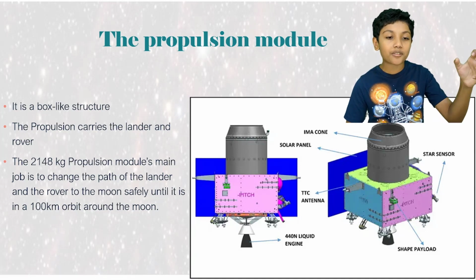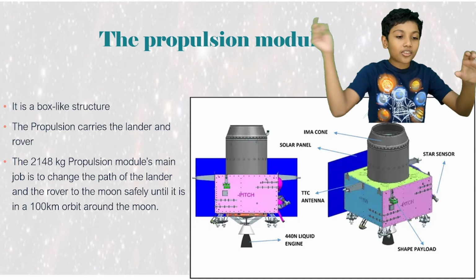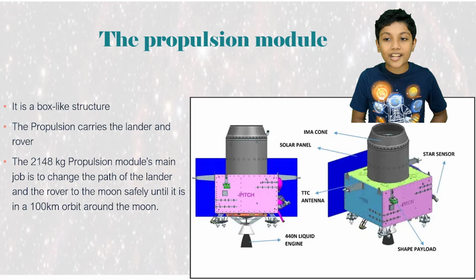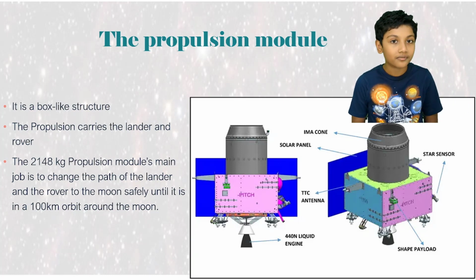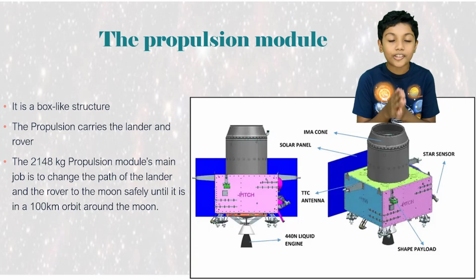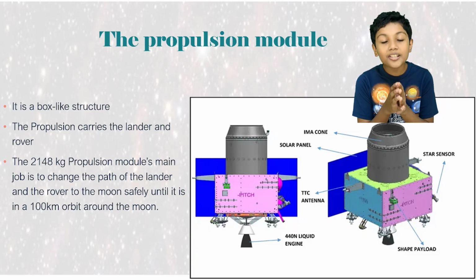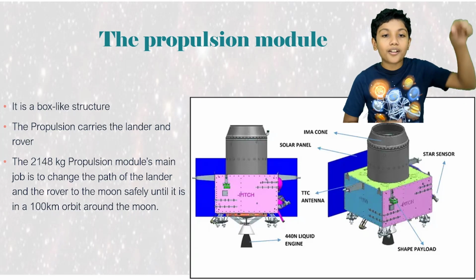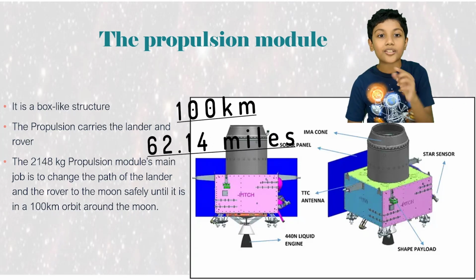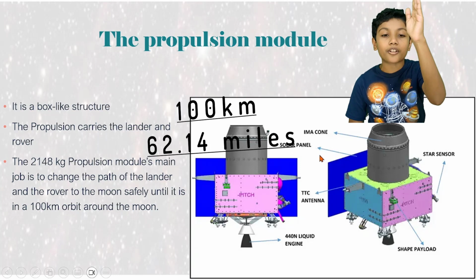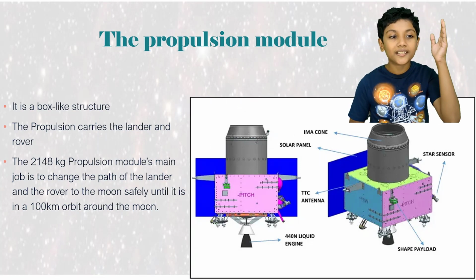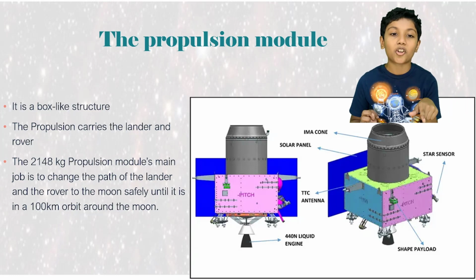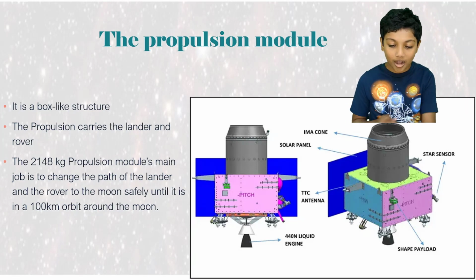So they use solar panels for that, to get the rays from the sun to get electricity. Because there ain't no power outlets on the moon. Its main purpose is to change the path of the lander and the rover to the moon until it's in a 100-kilometer orbit, which means it's 100 kilometers away from the moon. Until then, the lander and the rover stay safe inside that box.